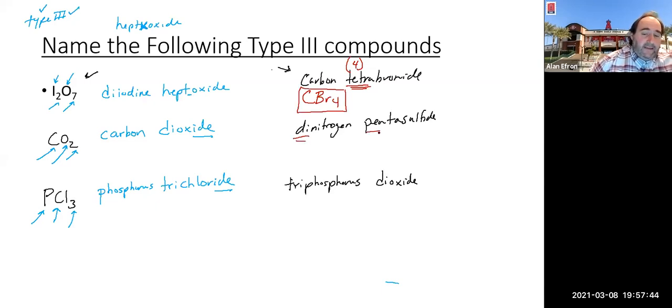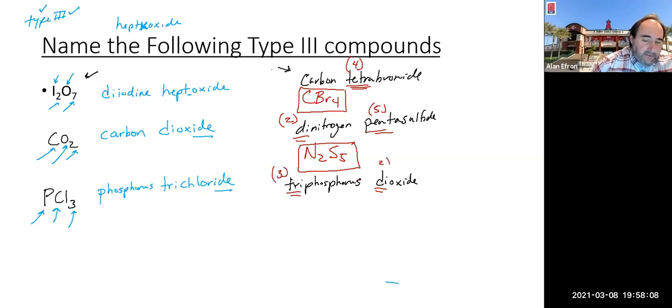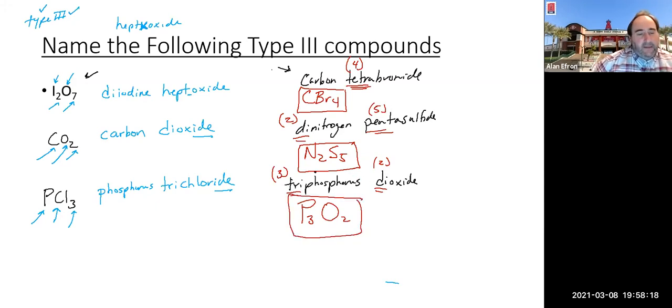Same thing here on the next one. I see di and I see penta. Those are 2 prefixes. Di is 2, penta is 5. So don't have to worry about balancing anything. So N2 for the di and S5 for the penta here. And that would be our formula. And lastly here, tri and di, same deal. Tri is 3. Di is 2. Prefix means don't have to worry about anything other than writing what is there. Oxide is oxygen, and we end up with something like this.